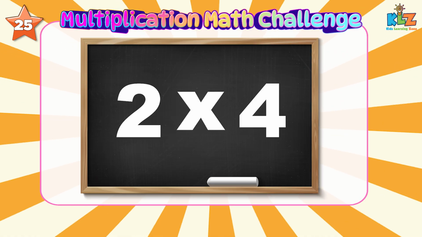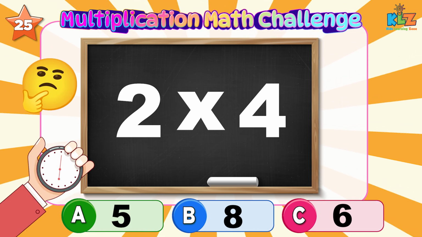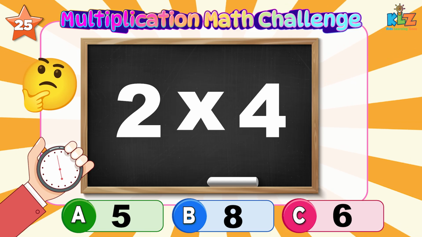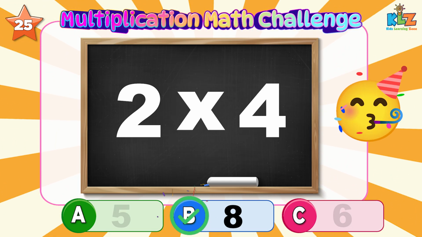What is 2 multiply 4? Time is ticking. 5 seconds to go. Correct answer, option B, 8. Super work.